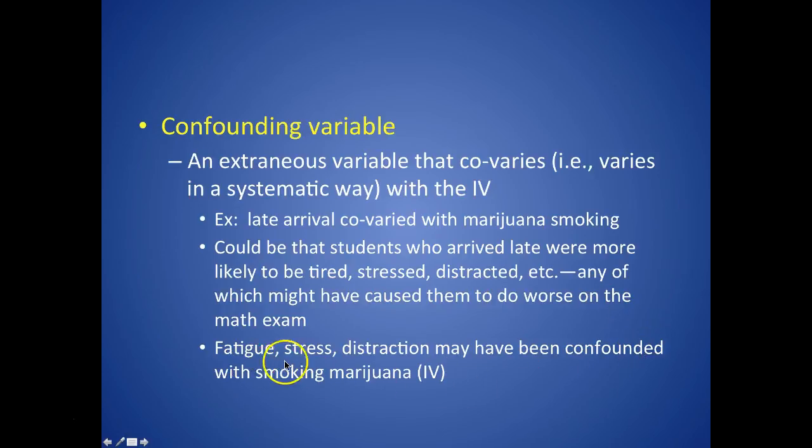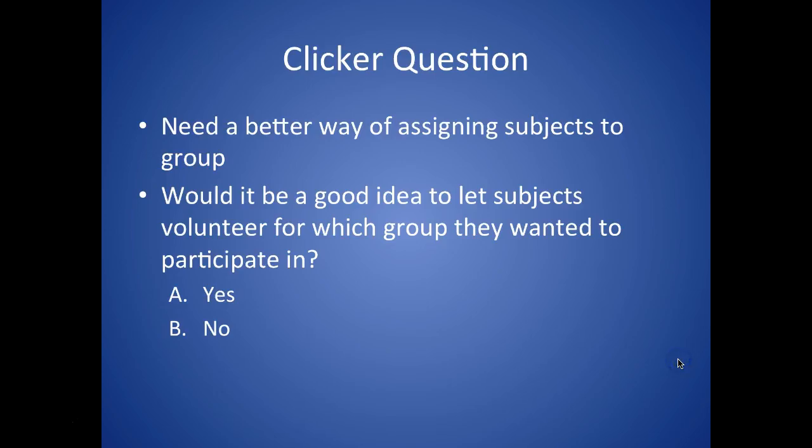So you can say that fatigue, stress, and distraction may be confounded with smoking marijuana. Confounding actually means to mix together in such a way that you can't untangle them. So if some person is extra tired, stressed, comes in late, distracted, and so forth, that may be the thing that actually affected the math score, and you can't untangle the smoking marijuana from those factors. So you say you have a confound, or confounding variables.